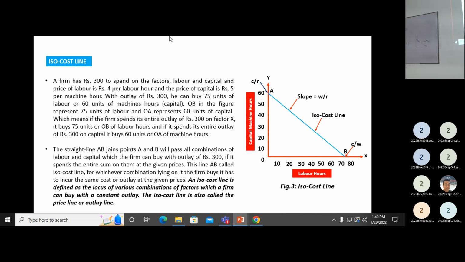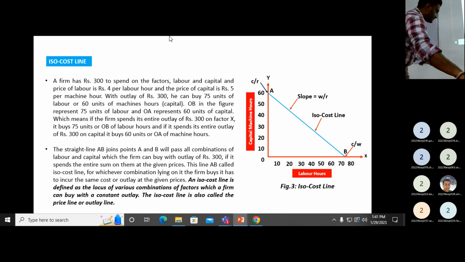75. Is that correct? 75. Now the other way around. Let's assume you are going to do this entire production by using only capital. So how many machine hours do you need? 60. How did you get it? It's simply 300 divided by 5. Accordingly, 60 capital hours.